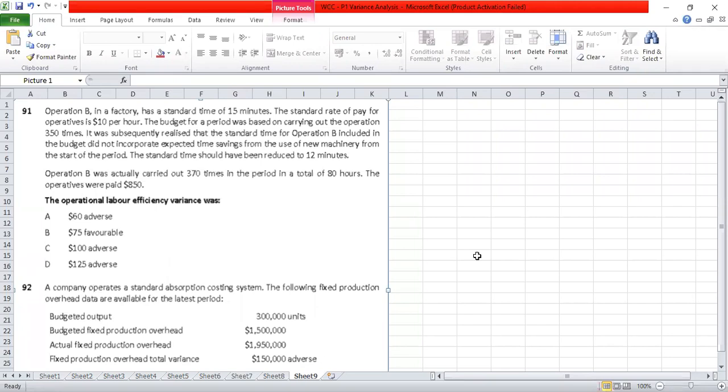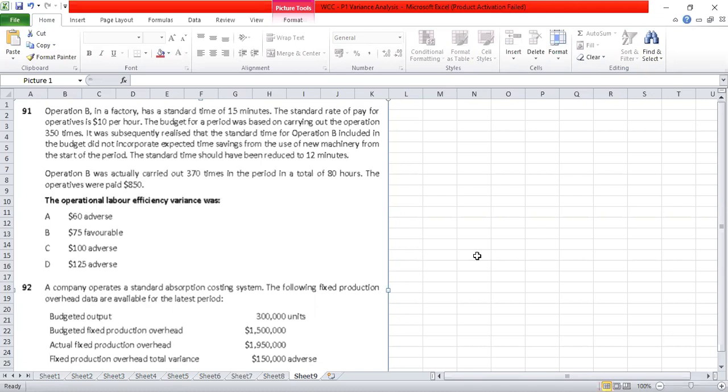It was subsequently realized that the standard time for operation B included in the budget did not incorporate expected time savings from the use of new machinery from the start of the period. The standard time should have been reduced to 12 minutes. Operation B was actually carried out 370 times in the period in a total of 80 hours. The operatives were paid $850.